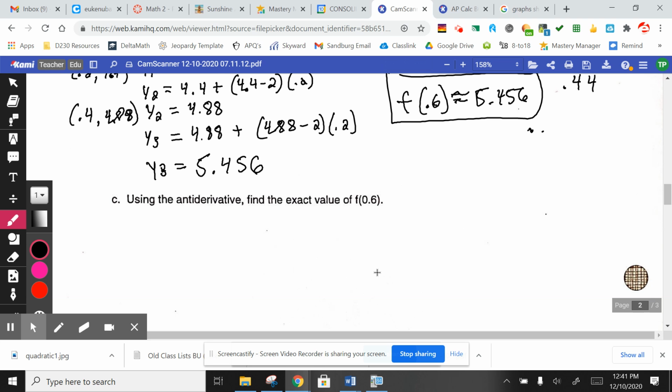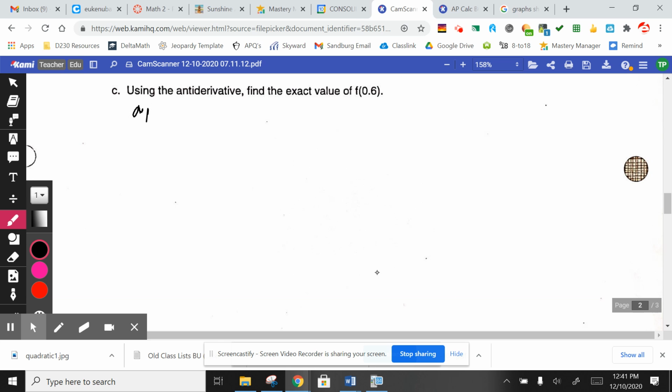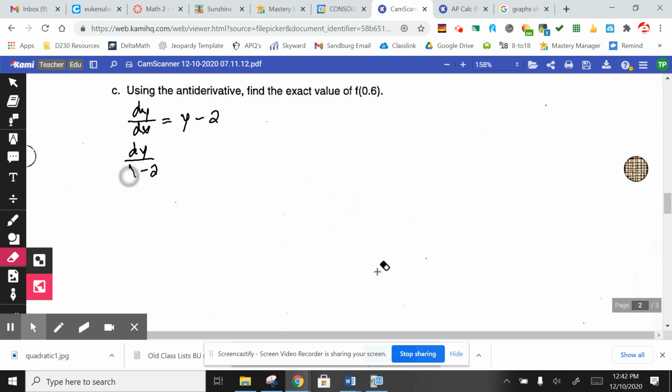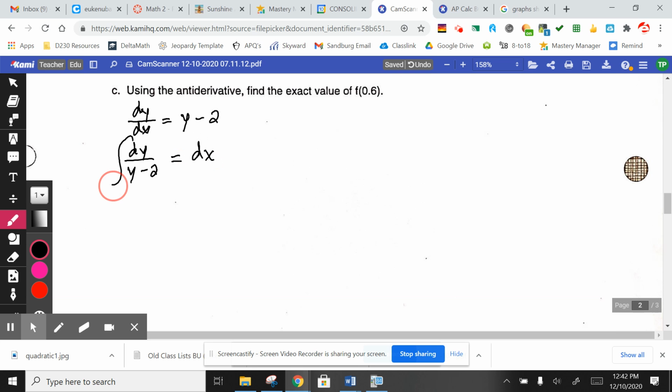Because now I want you to find the real antiderivative, or the real actual value. So we're going to say dy dx, our derivative, what was it, y minus 2. So we're going to separate those like we did earlier. Do your antiderivative of both. We get our natural log, and then x plus c. We can plug in our point.